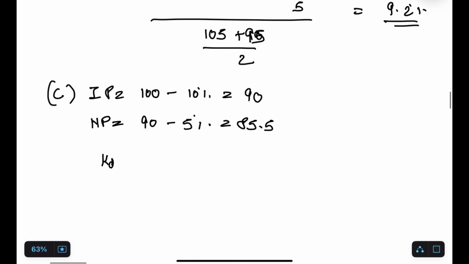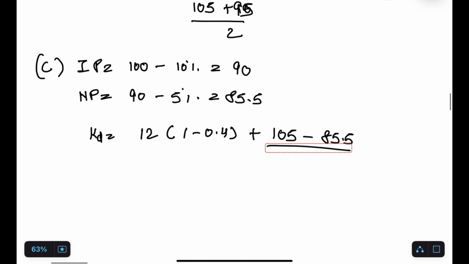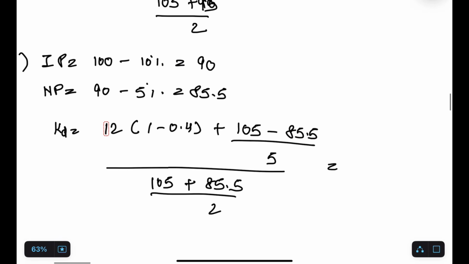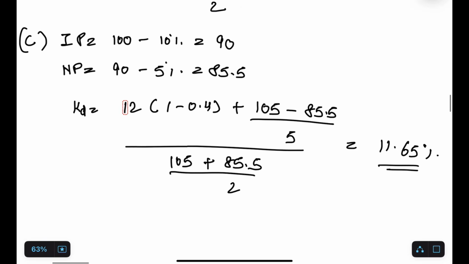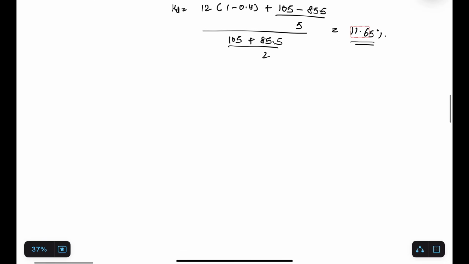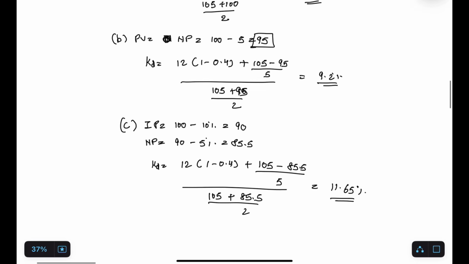So when we calculate cost of debt now, it would be 12 rupees interest, 1 minus 0.4, plus the redeemable value, which remains the same as 105, minus the PV which we calculated just now, divided by 5 years, whole upon average of PV and RV. So when we solve this, it gives us a result of approximately 11.65 percent, right? So this is the cost of debt in each of the cases, and we have completed this question. So here we complete the topic of redeemable and irredeemable debt.